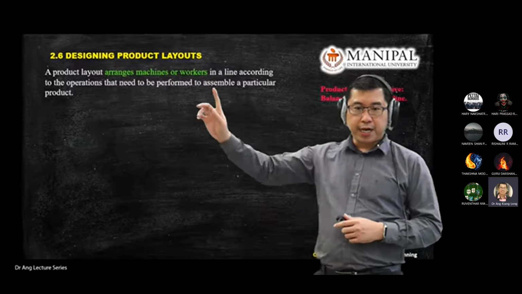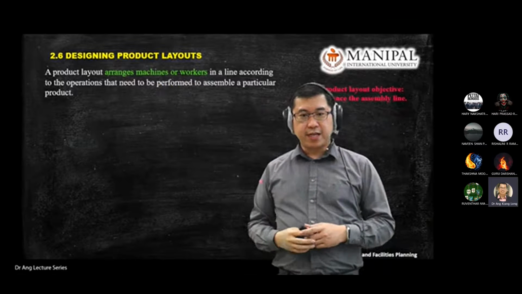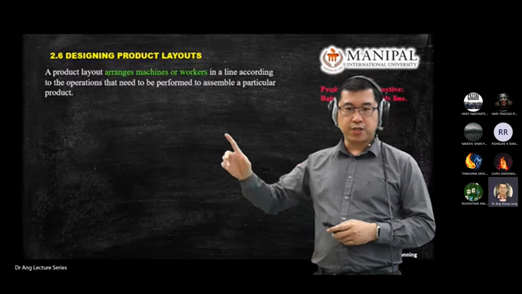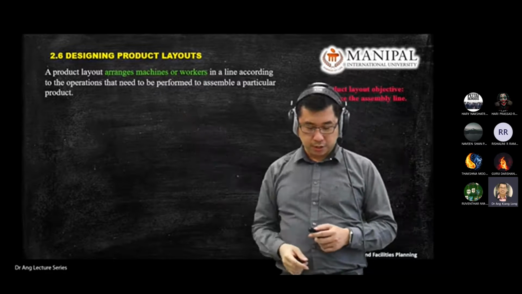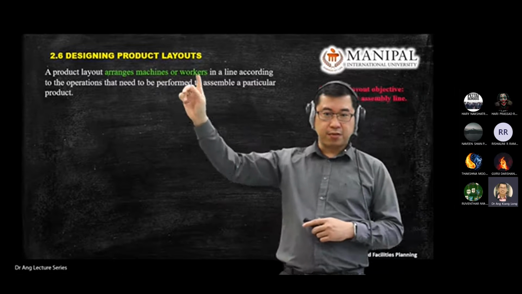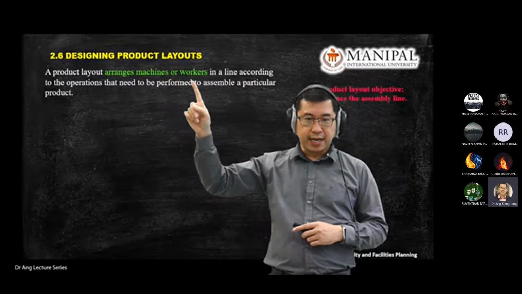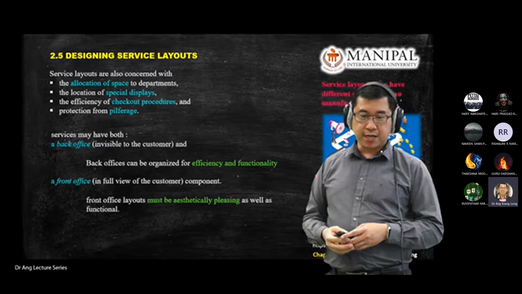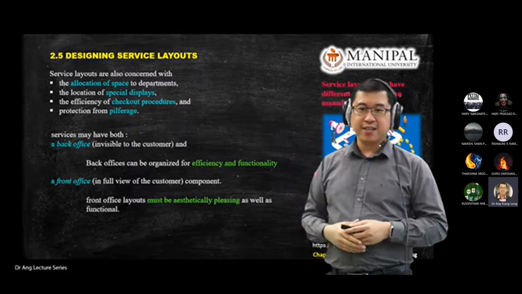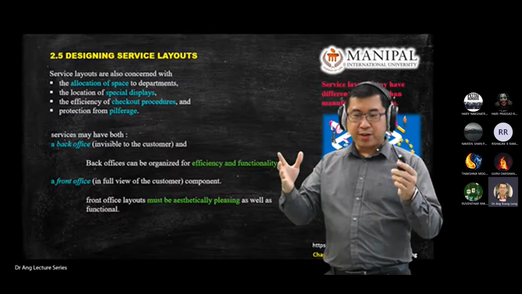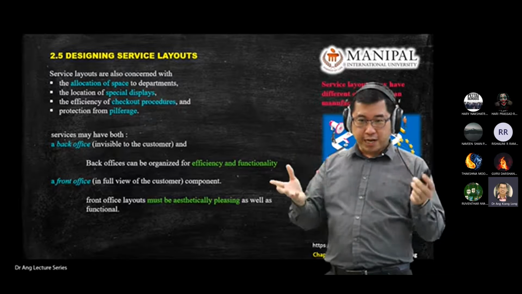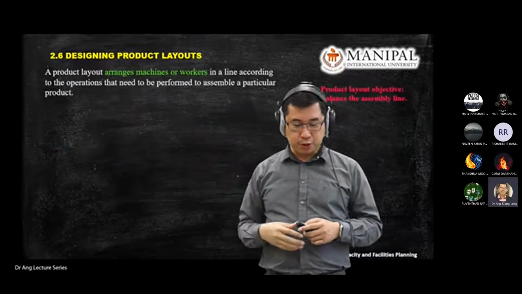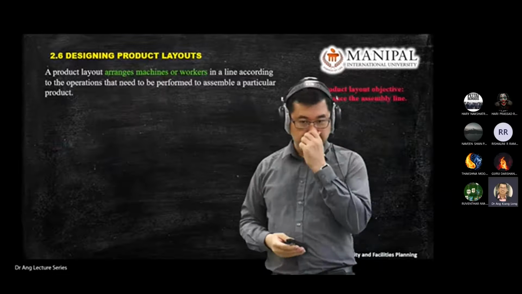So what do we mean by product layout? Product layout means assembly line, where you're focusing on machine and the workers. Service layout, just now you think of IKEA, it focuses on selling the products. Product layout focuses more on the machine, how you arrange the machine and worker.